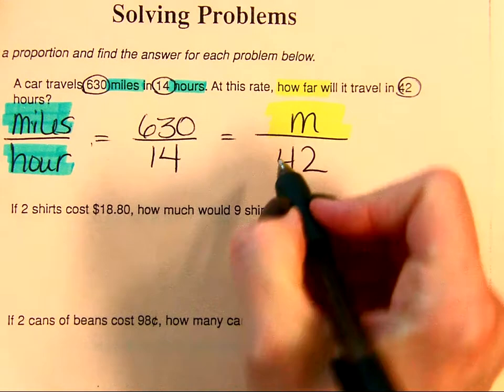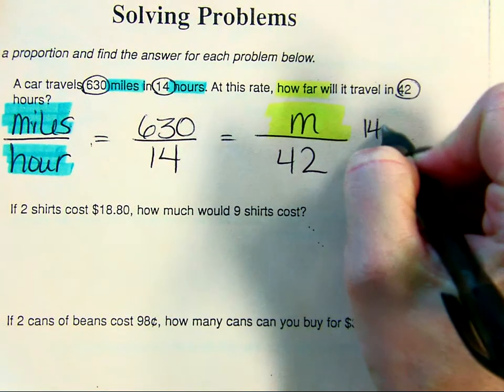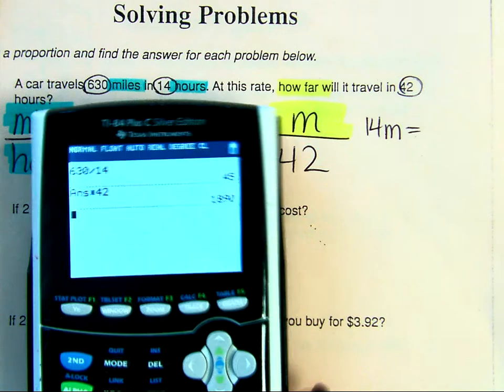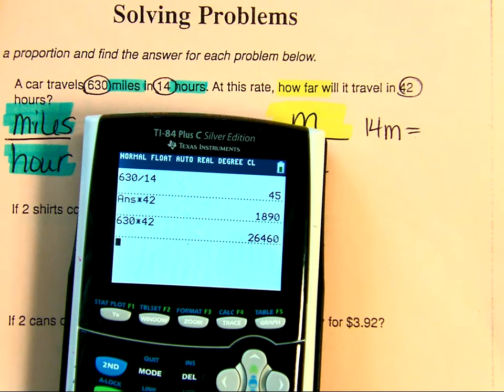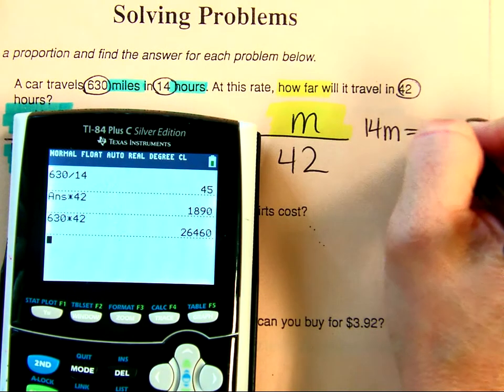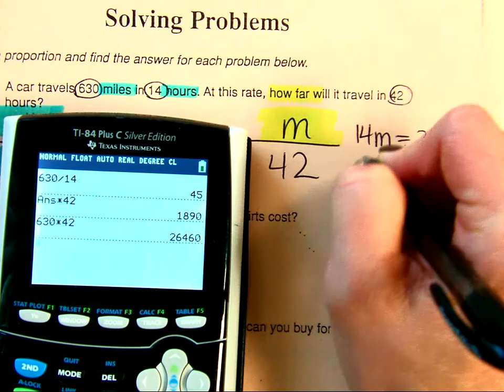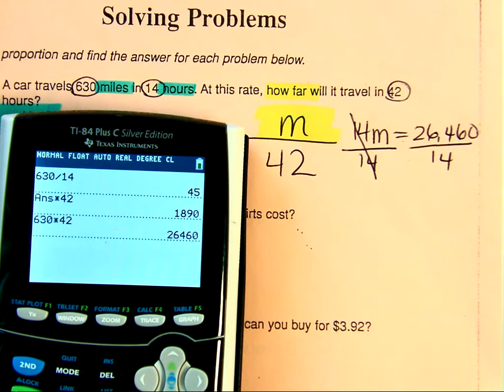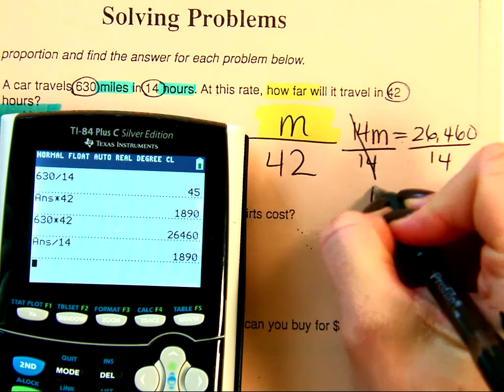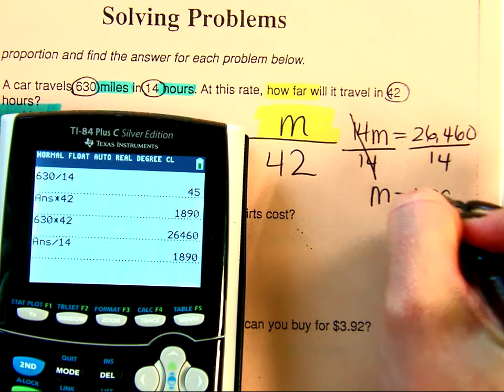So now that we have this set up, can you say 14M equals 630, you're going to have a pretty big number, times 42, 26,460, but I still have to divide that by 14, which is the process that we used. And look, I already have that entered in my calculator. You don't need to hit clear. Just hit divided by 14, and you got the same answer that we did by solving it the other way.